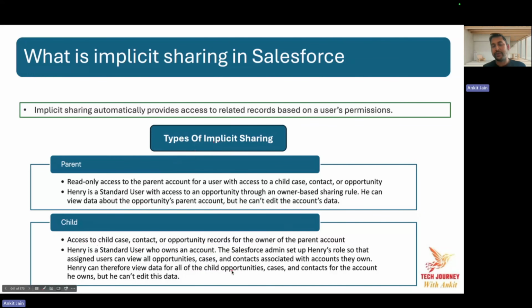Many times we do see in practice that the record has been shared, but we don't know the reason why it is getting shared. This is happening because of the implicit sharing. If the parent is shared or the user has access to the parent, child access will automatically be available. Again, the access will be read-only. Similarly, if a user has access to any of the child records, the parent access will automatically be available. Again, the access here will be read-only. And this is how implicit sharing works to provide access to the related records.